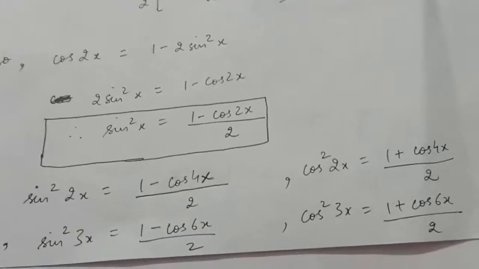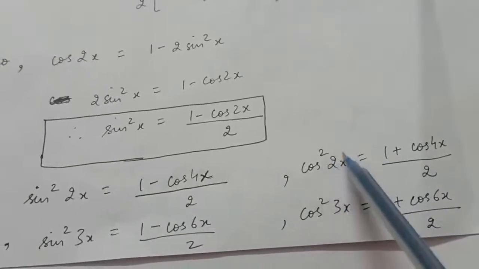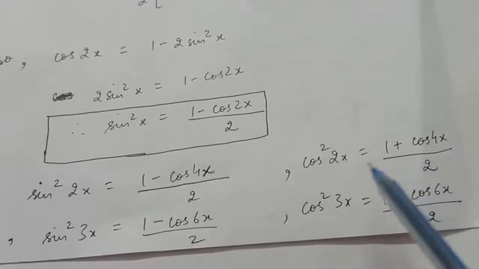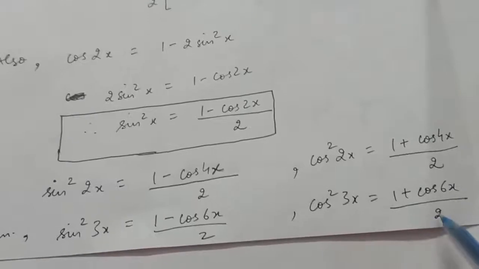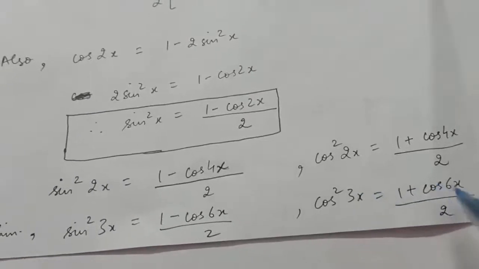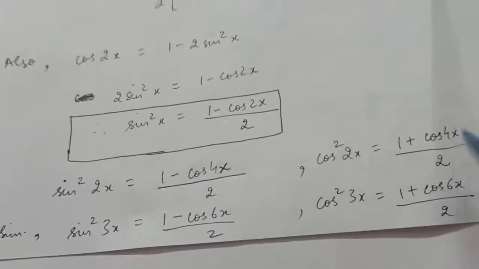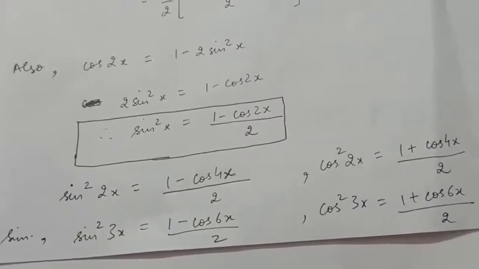Also cos square x is 1 plus cos 2x by 2. Therefore cos square 2x will be 1 plus cos 4x by 2. Cos square 3x will be 1 plus cos 6x by 2. The angle here is 3x, therefore the angle here will be 6x, double of this angle, right? Similarly here 4x, because here it is 2x, right?